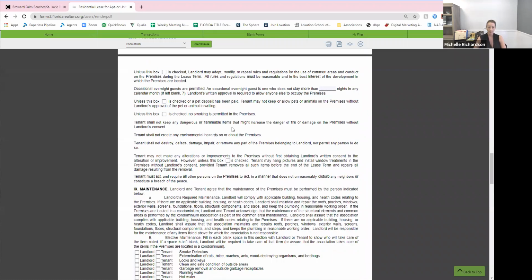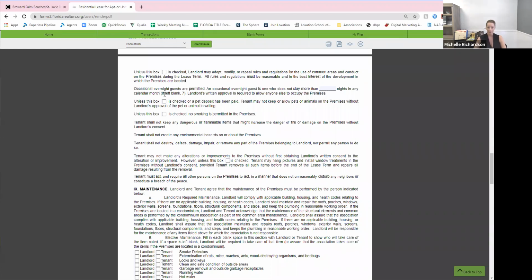Down here, unless the box is checked, the landlord may adopt, modify, or repeal rules and regulations for the use of common areas and conduct on the premises during the lease term. Usually this is unchecked. Unless the landlord is on the association and truly cares about the rules and regulations, usually that box is unchecked.